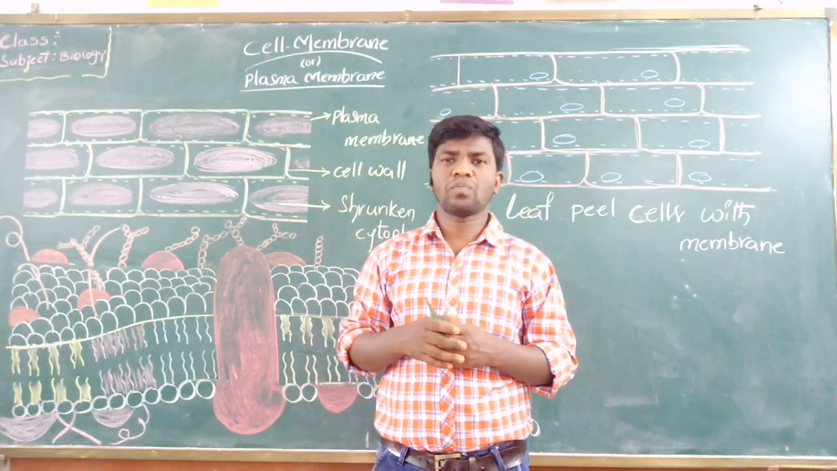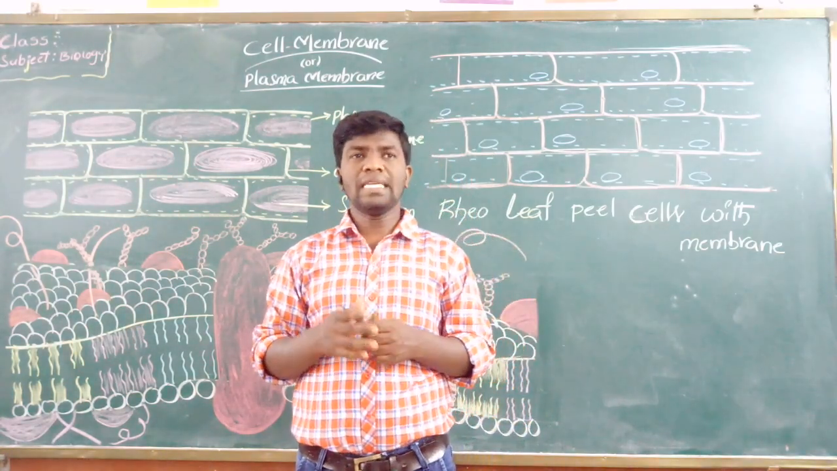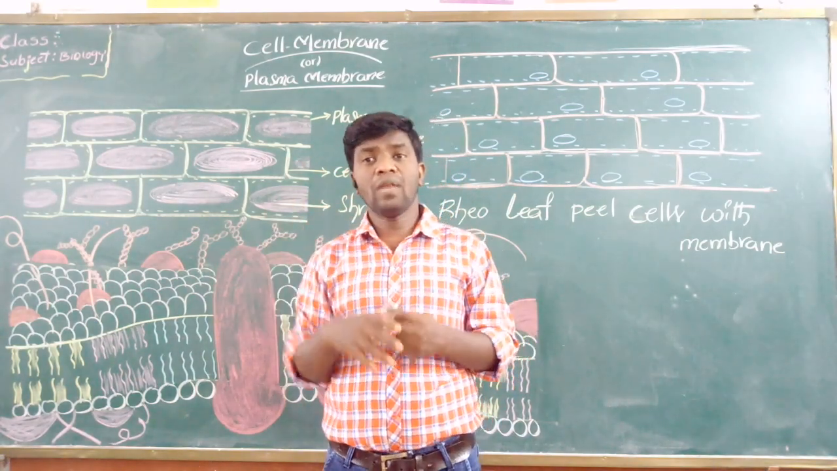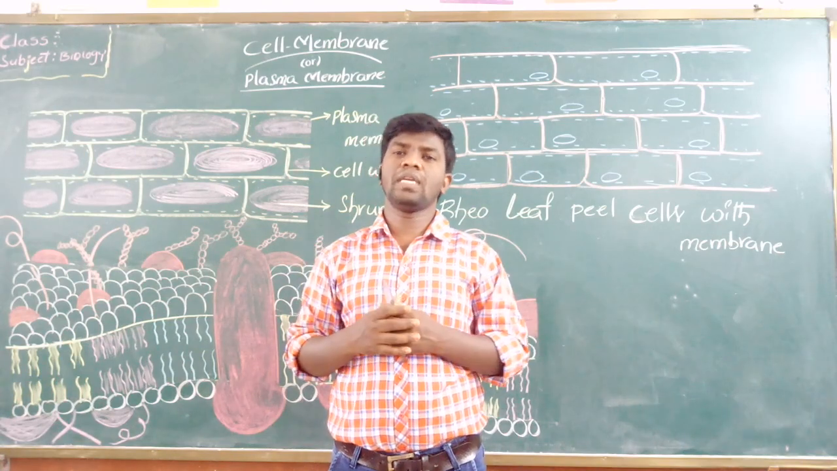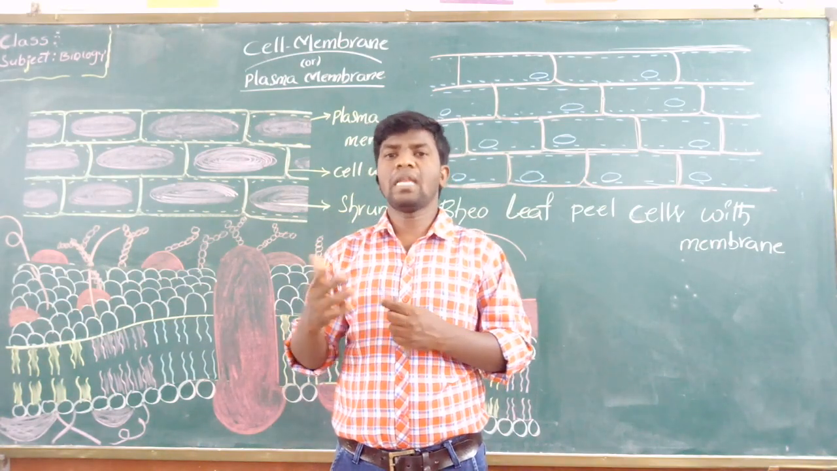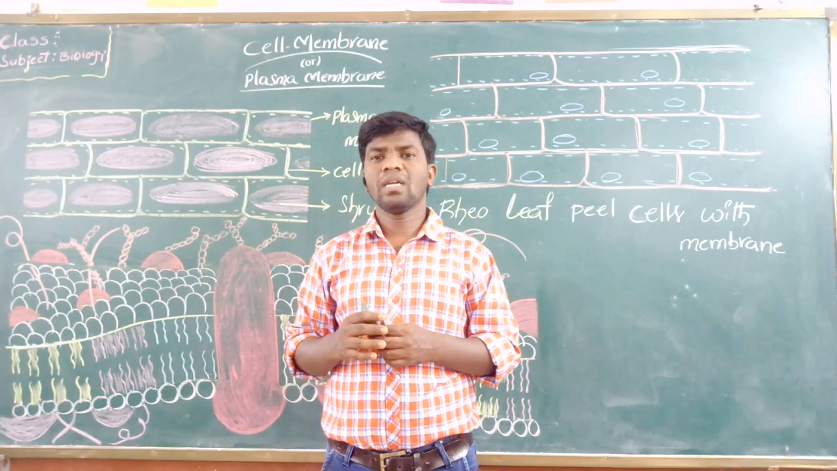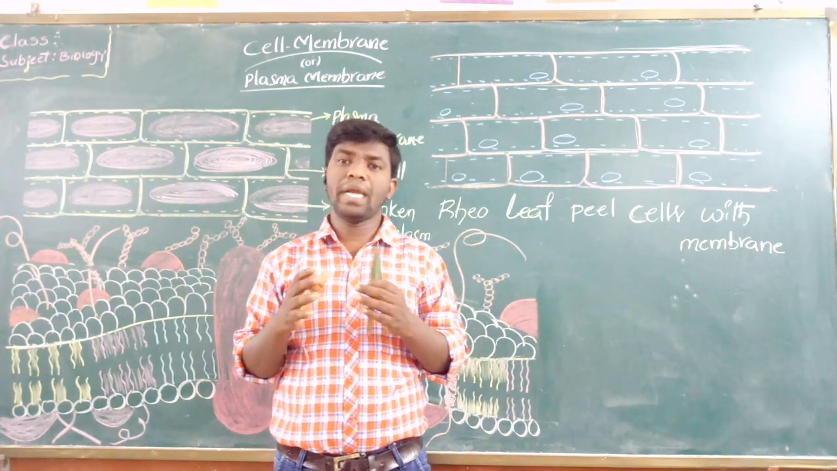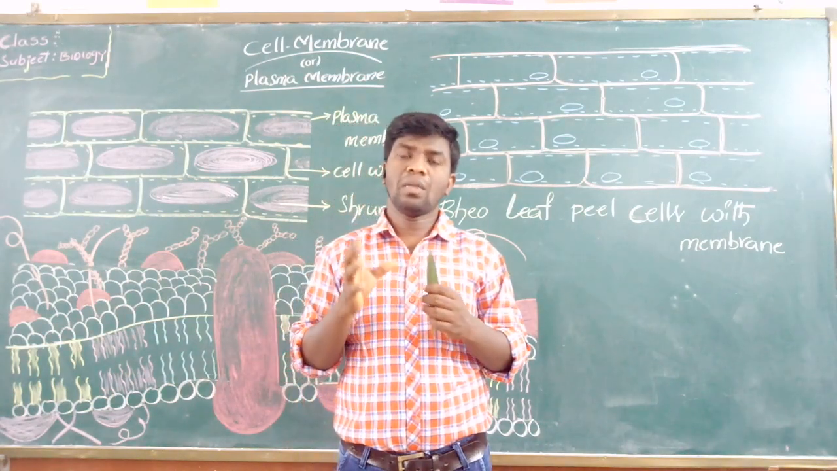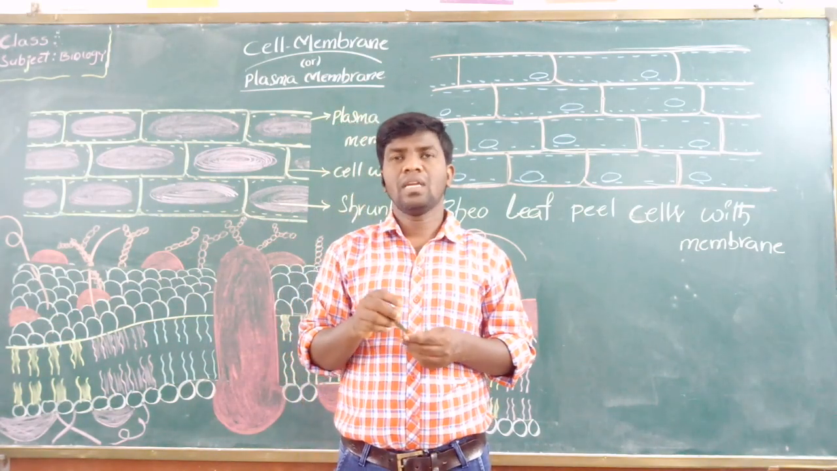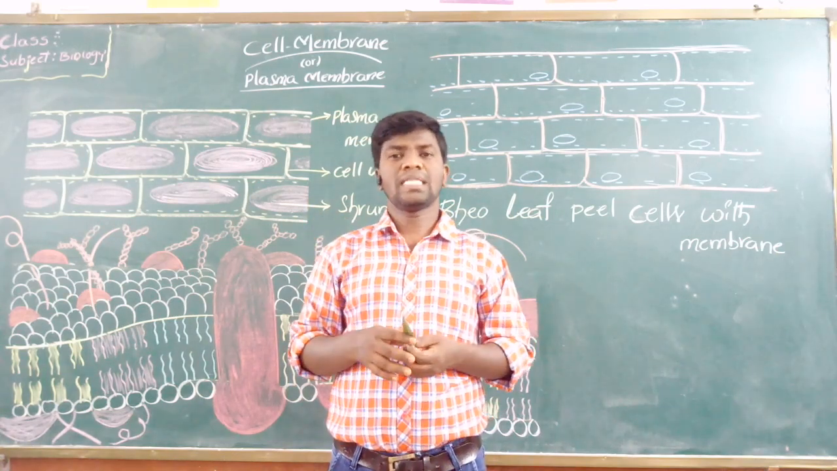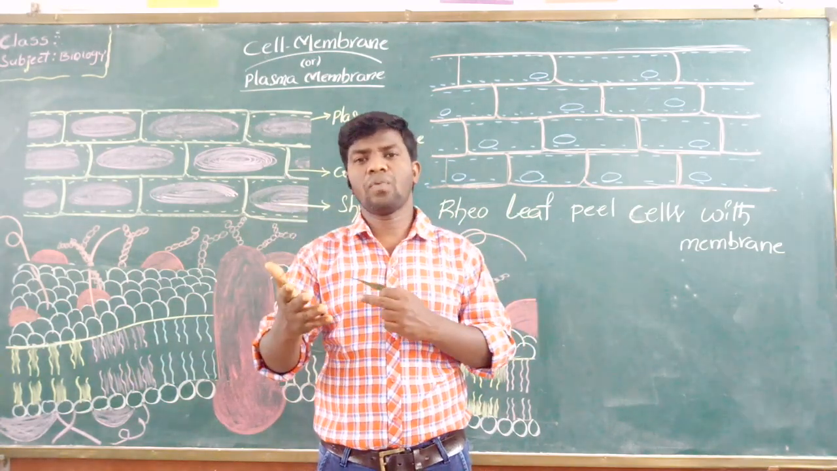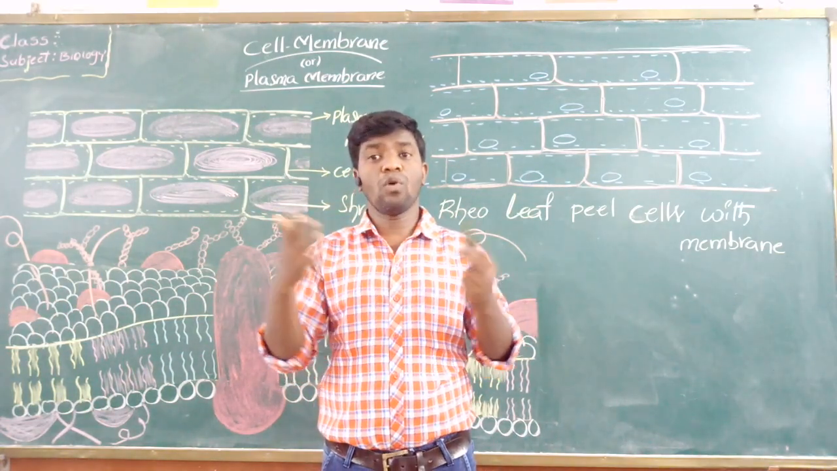What is the role of the plasma membrane? The plasma membrane protects the cytoplasm from the external environment. The internal environment of the cell is different from the external environment. The cell membrane plays a crucial role in maintaining the balance, so the balance of the cell is maintained by the cell membrane. Any substance entering or leaving the cell can do so only through this membrane.